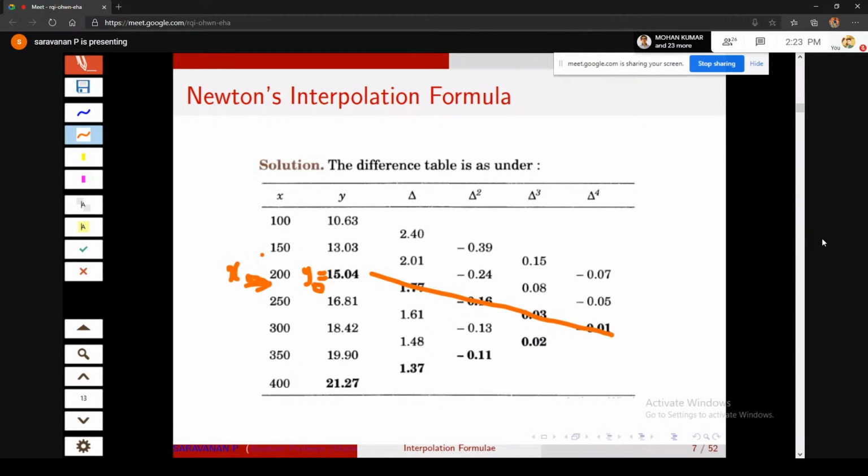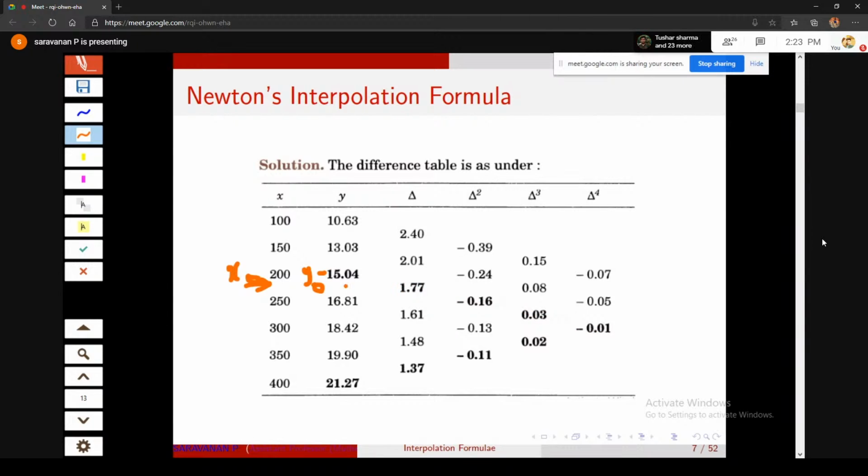So if I take this as x0, this actually means it is x minus 1. This is actually x minus 2. Therefore, this will become y minus 2. This will become delta y minus 2, delta square y minus 2, delta cube y minus 2, delta power 4 y minus 2, etc. This is x minus 1. So this will become y minus 1, and this diagonal will become delta y minus 1, delta square y minus 1, etc. Since we have taken x0 as 200, y0 will become 15.04.